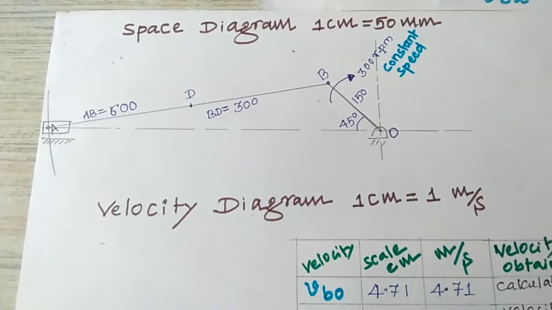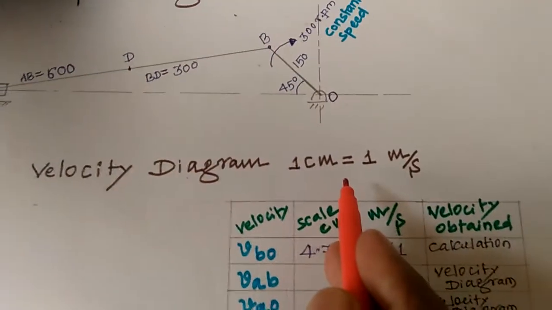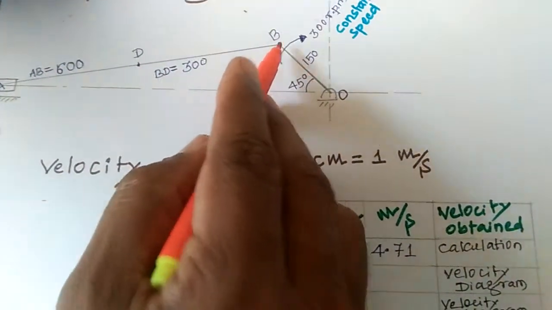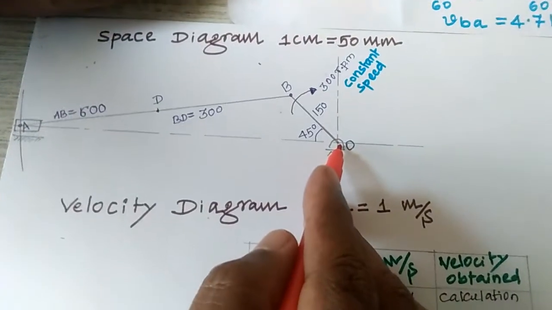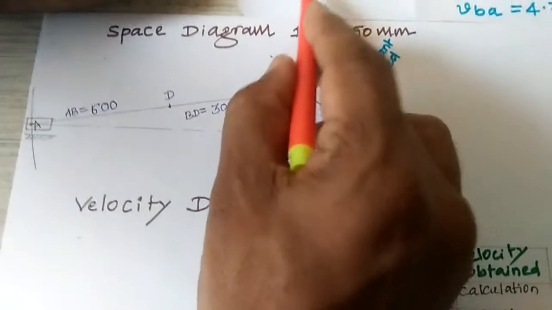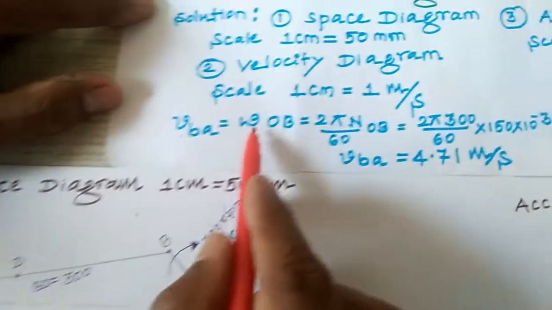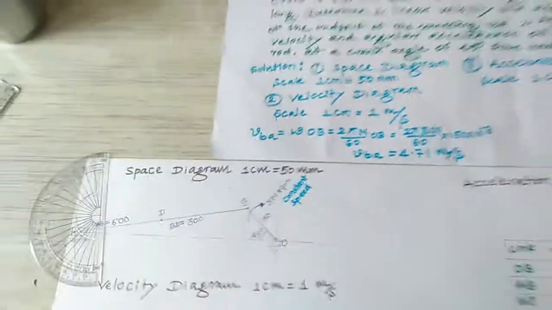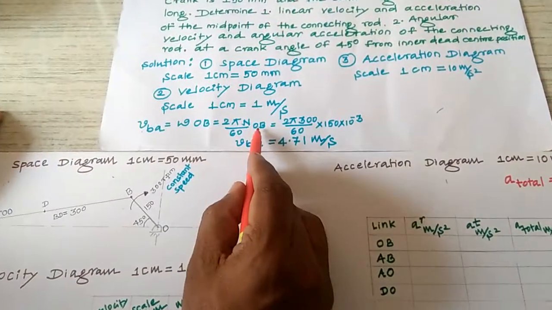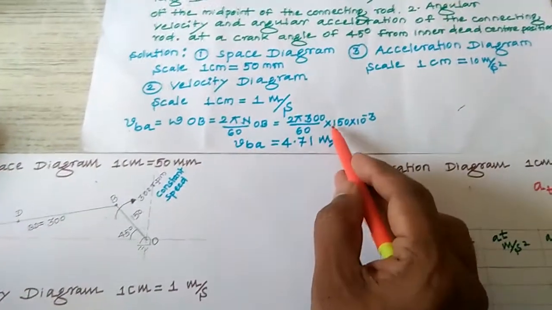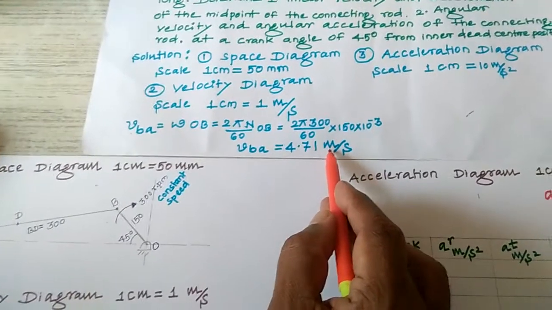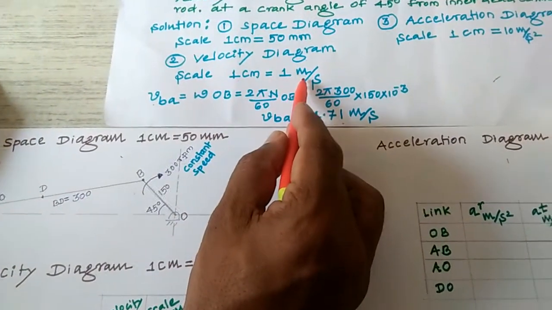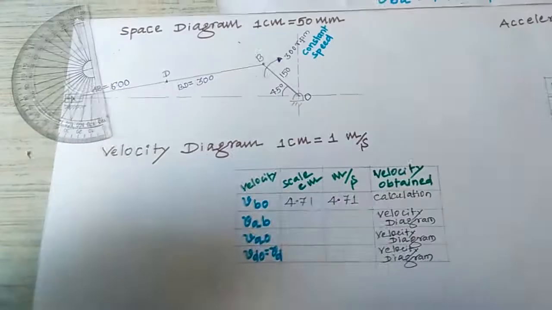Then I will come to the velocity diagram. For the velocity diagram, the velocity of B with respect to O is given. We can find it: velocity of B equals omega into OB, that is 2 pi N into OB divided by 60, and you will get 4.71 meter per second. For this, I will take a scale of 1 centimeter equal to 1 meter per second.